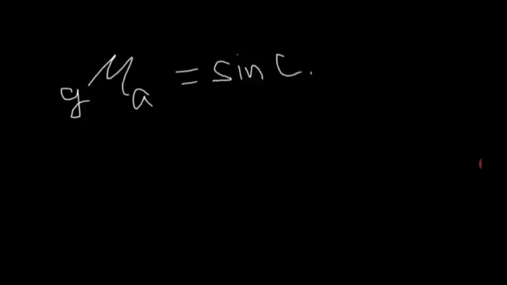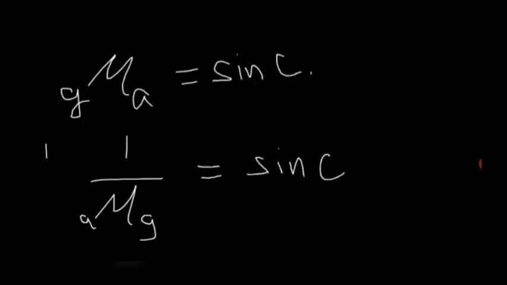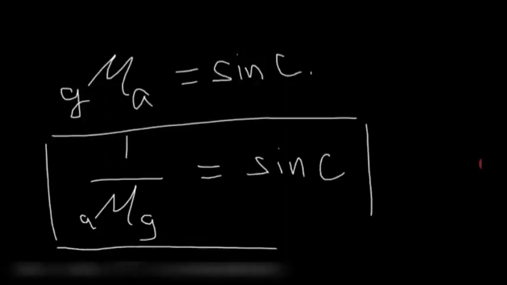Or actually, in the problems it is obviously given as 1 by AG, because this is the refractive index of glass with respect to air. So this will become nothing but sine C. Very important formula. Remember it by heart.